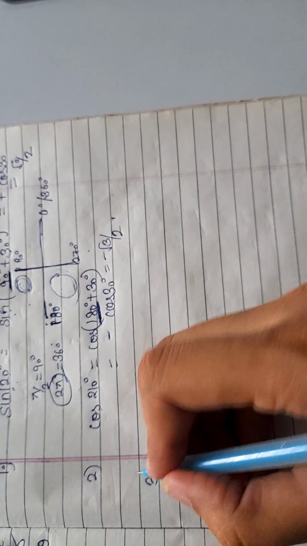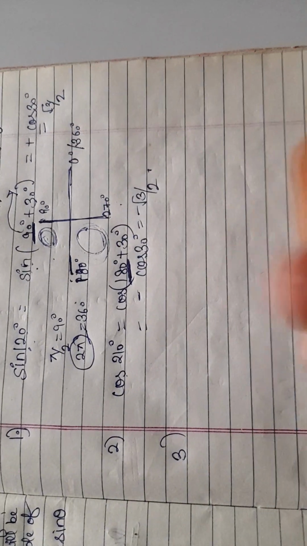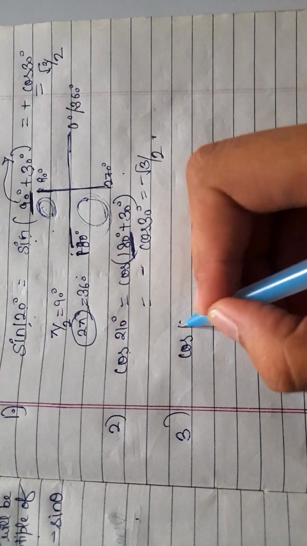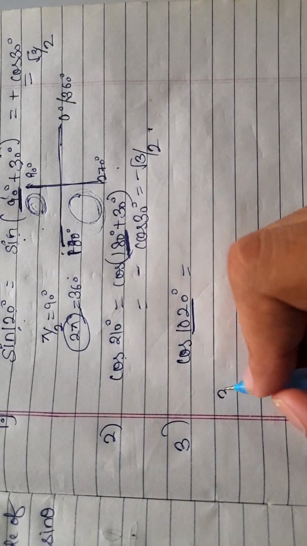I will try to solve the next question. It is cos of this, a multiple of 360.